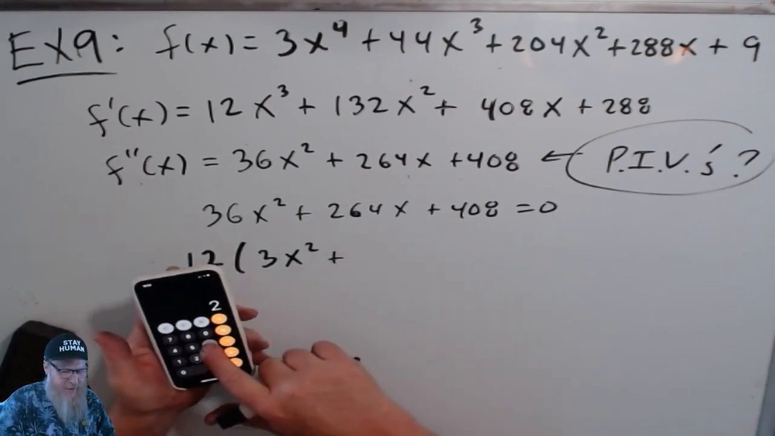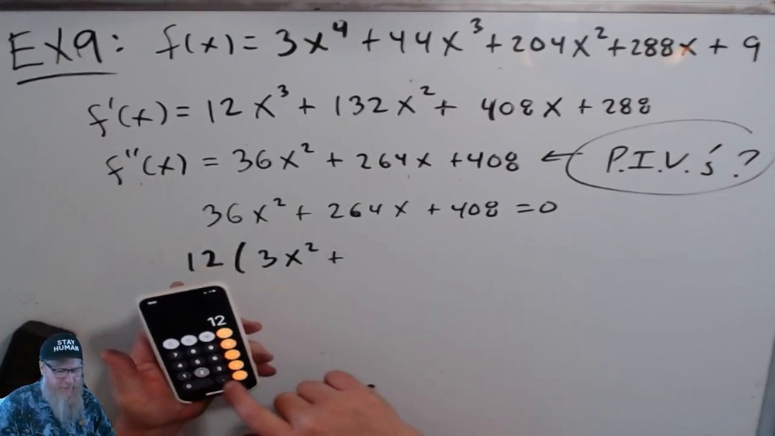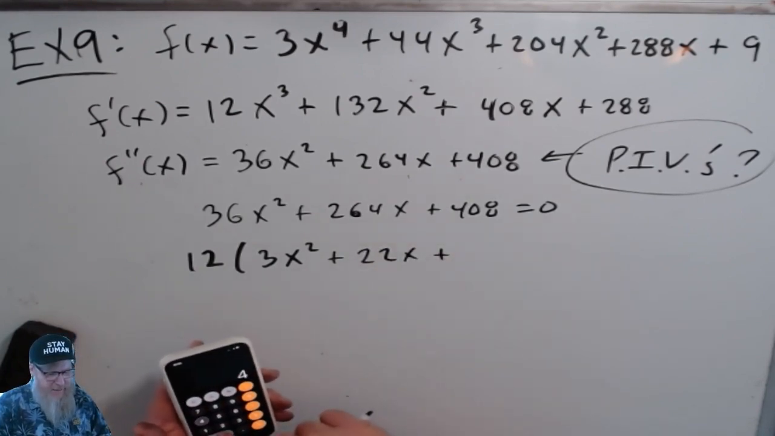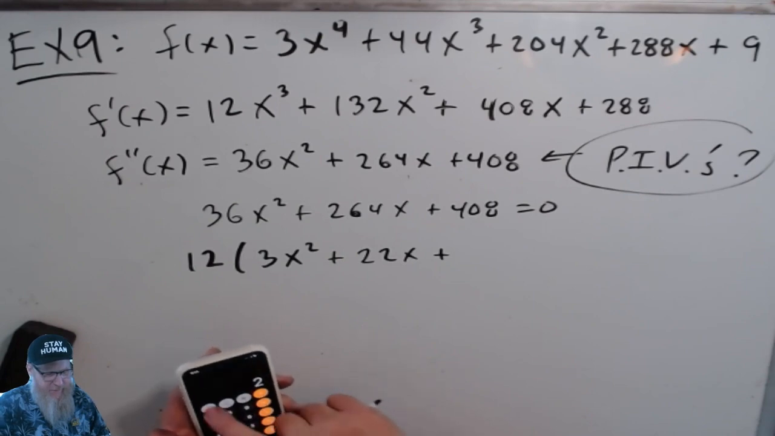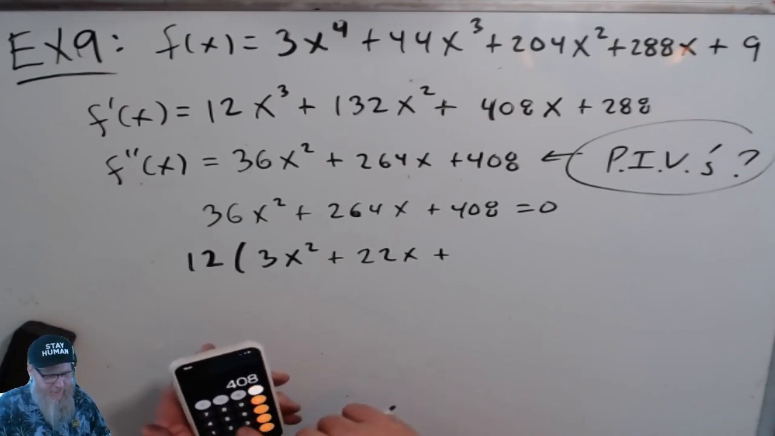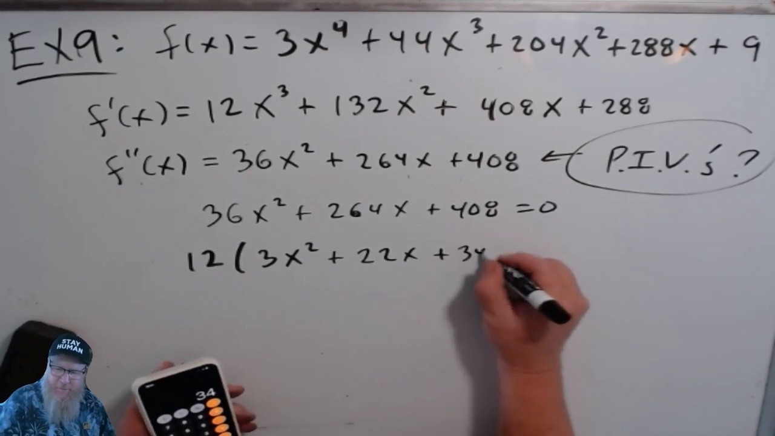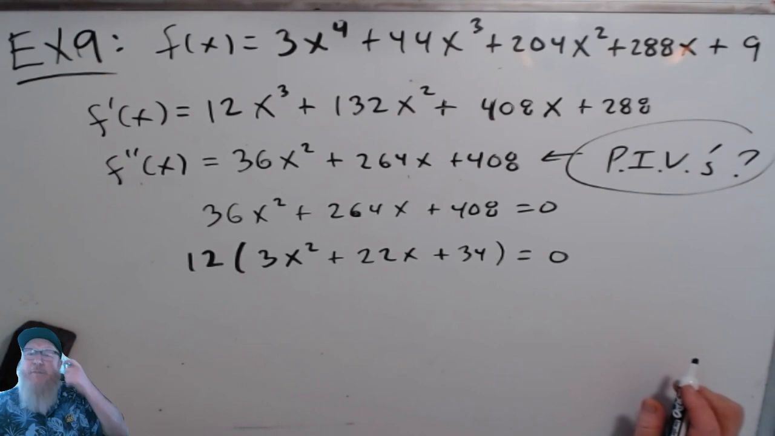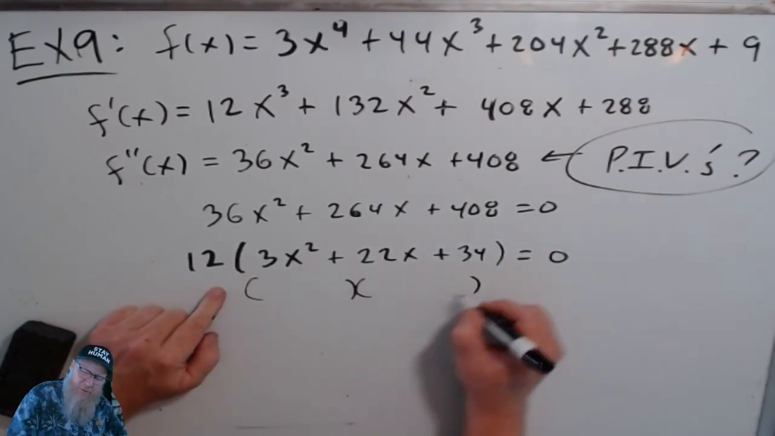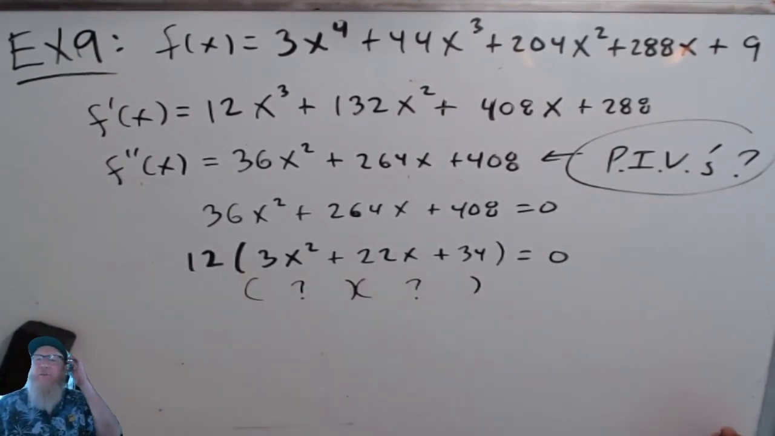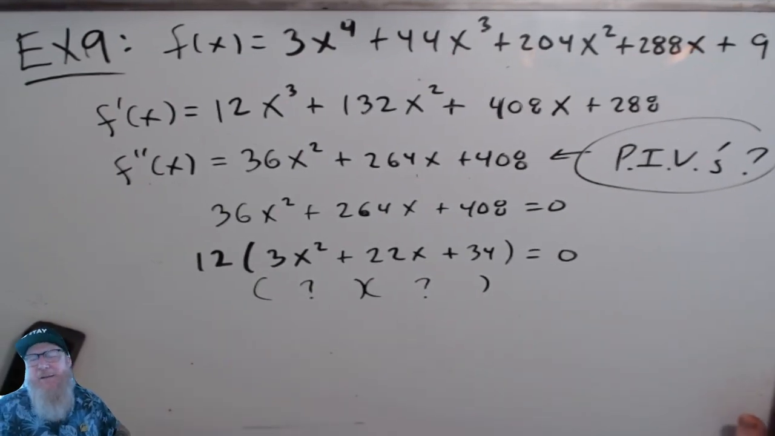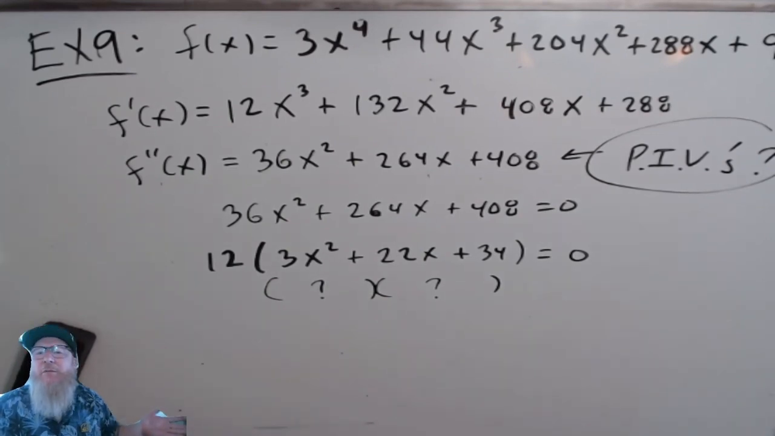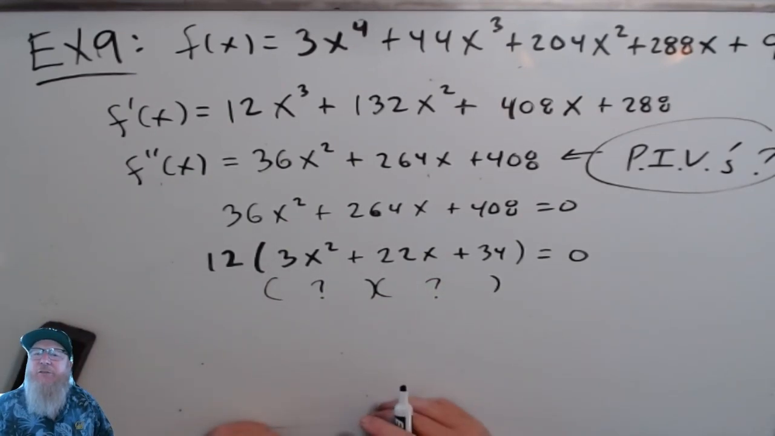And you could divide these all by 12. 22. And 408 divided by 12, 34. All right, so then give this a minute or two to see if you can figure out what the factors are. I'm going to spare you the minute. It's not factorable, but you never know, right? Some of them are very easily factorable.